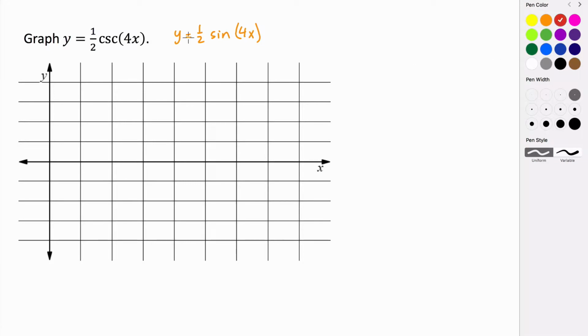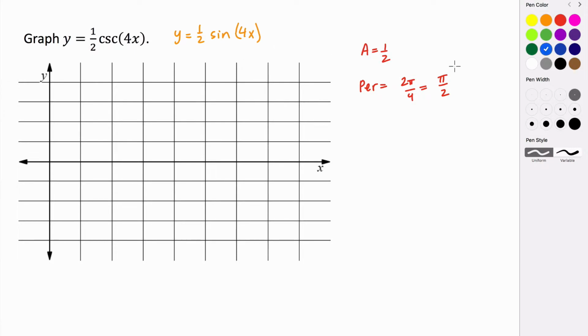So we know that the value of a is 1/2, right? So that's the amplitude of the sine function. We know that the period is 2 pi divided by 4, which is pi divided by 2. So that's going to be our period. There's no vertical shift. There's no reflection because a is positive.